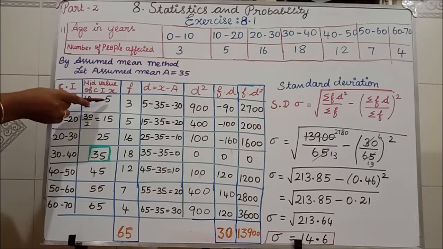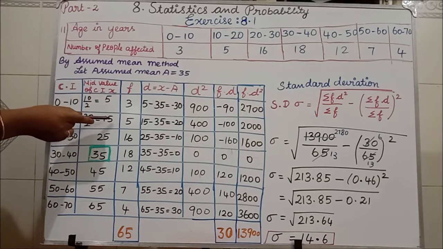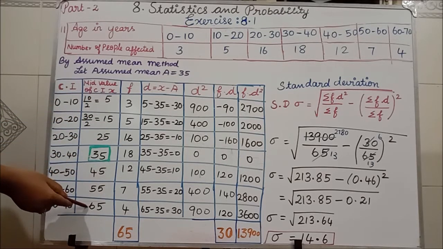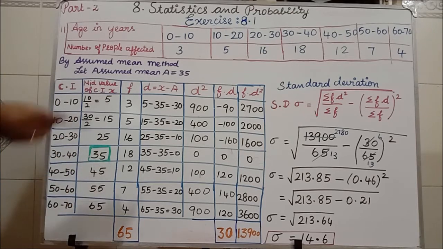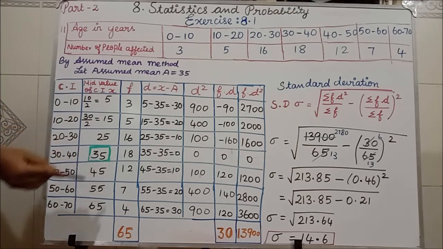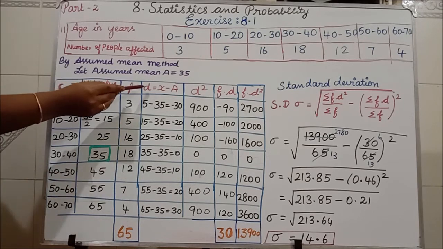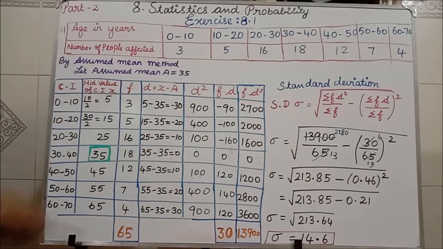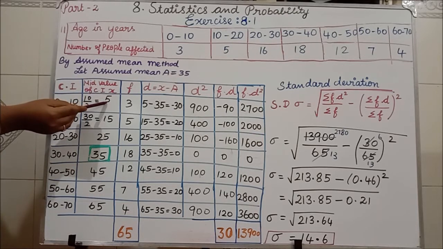Isn't it? X is 5, 15, 25, 35, 45, 55, 65. From each value we are going to subtract what? This 35 we are going to subtract. If we subtract, what answer we will get? D answer we will get. Clear? So 5 minus 35 is minus 30.